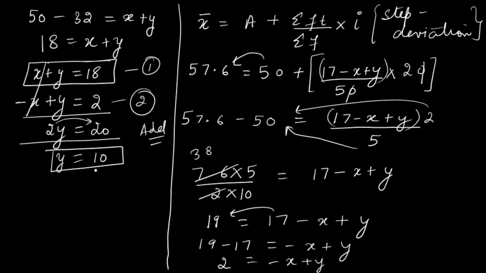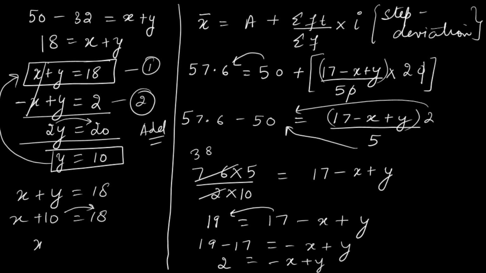Okay, so that's correct. You all are getting the same. Now let's find the x value also by substituting it in any equation. I'm just going to substitute in the first one. So x plus y is equal to 18, so x plus 10 is equal to 18. If I shift 10 to the other side, it will get subtracted. So x is equal to 18 minus 10, which is 8. So we found both the frequencies: y is equal to 10 and x is equal to 8.